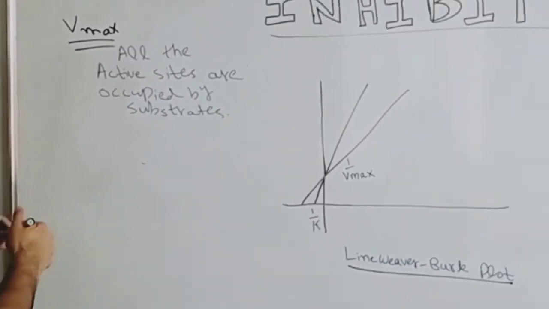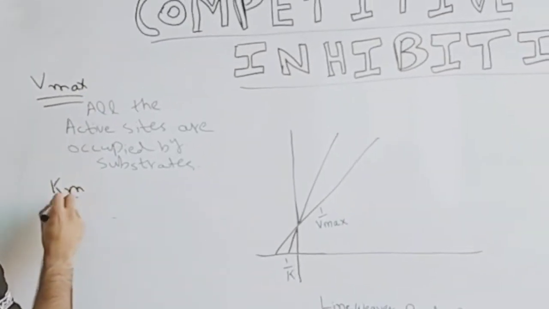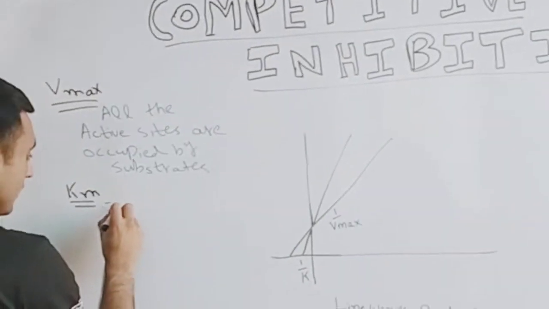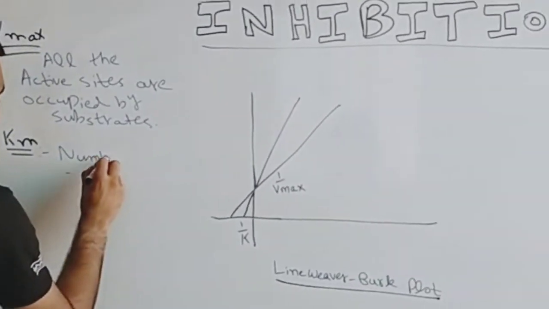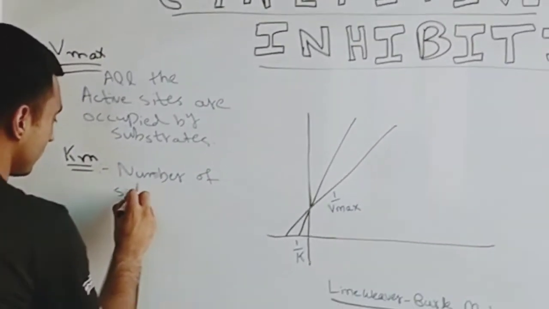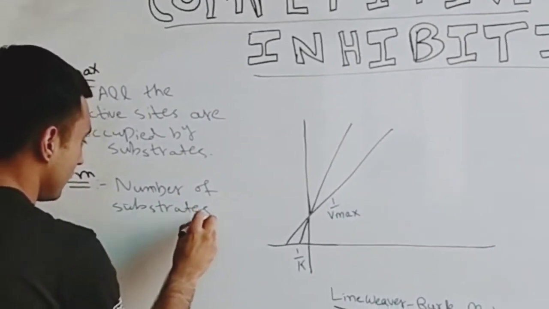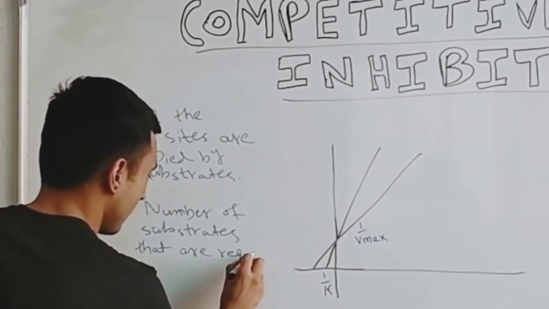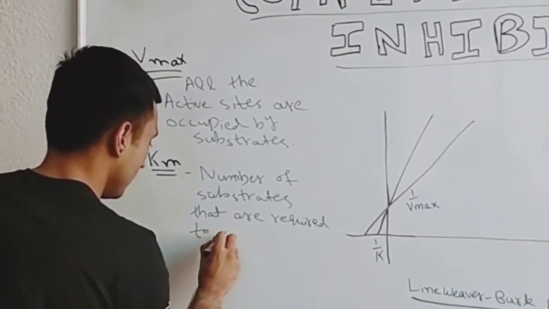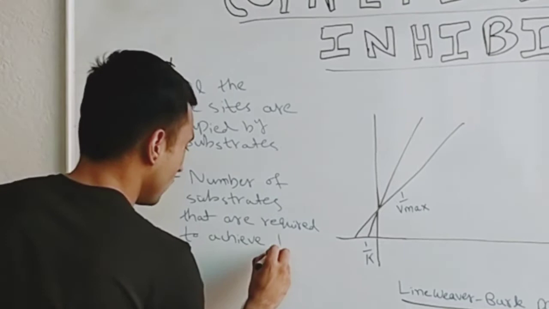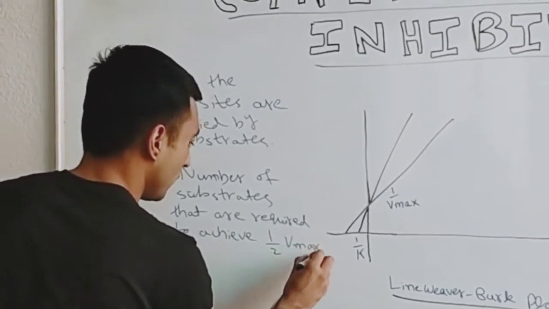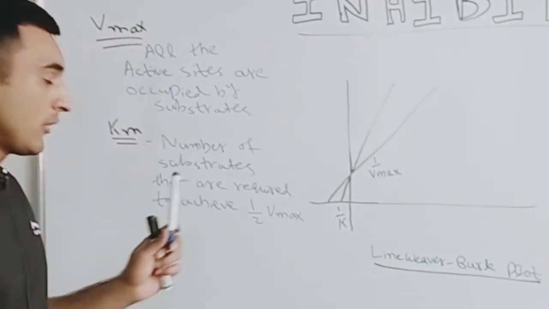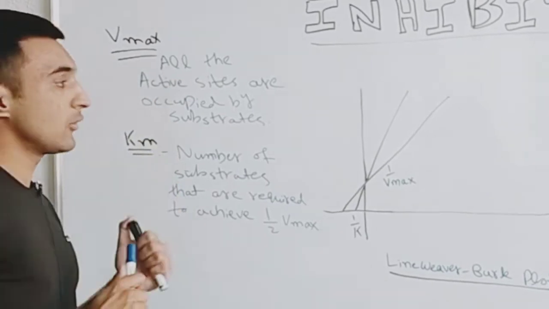Secondly, what is Km? Km is defined as the Michaelis constant, and this defines the number of substrates that are required to achieve half of the maximum velocity. So it determines how much substrate is required in order to achieve 1/2 Vmax, meaning half of the maximum velocity. So what happens during competitive inhibition?